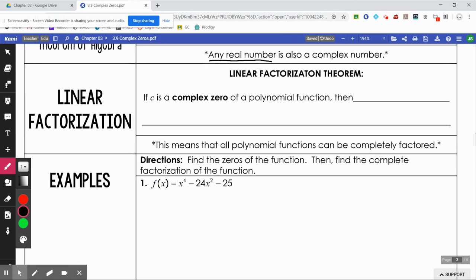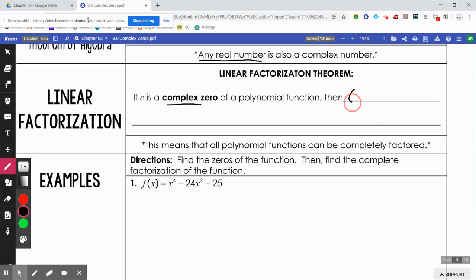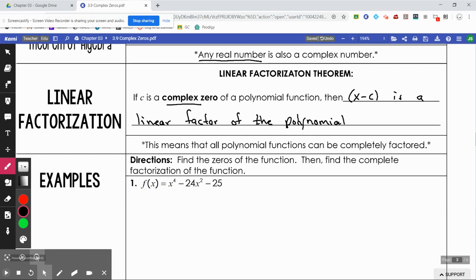This is something we've done with real numbers. We're just working it backwards, and now doing it with complex numbers. If c is a complex zero, it can be imaginary, it can be real, it can be any of them, of a polynomial function, then x minus c is a linear factor of the polynomial. So this tells us that all polynomial functions can be completely factored, even down to linear factors. We don't have to leave any of them as x squared plus 5. We can factor even that down.